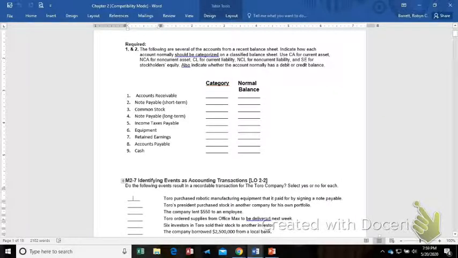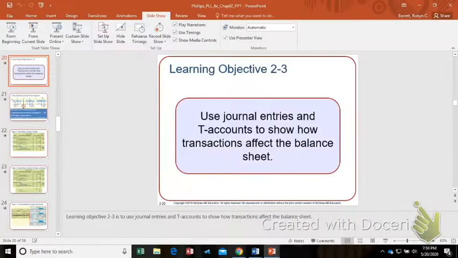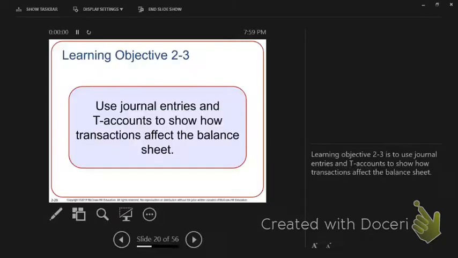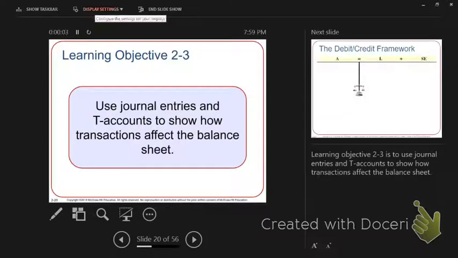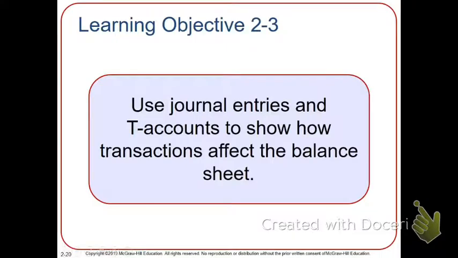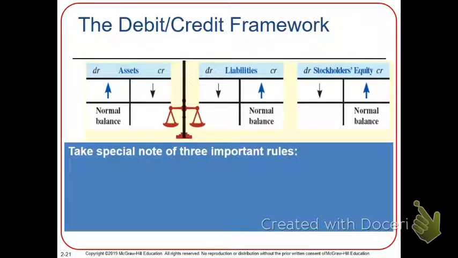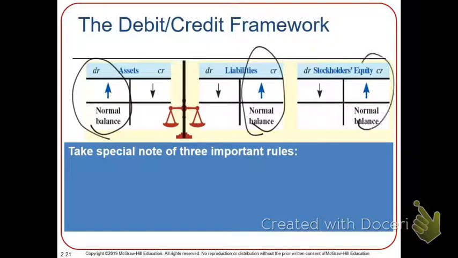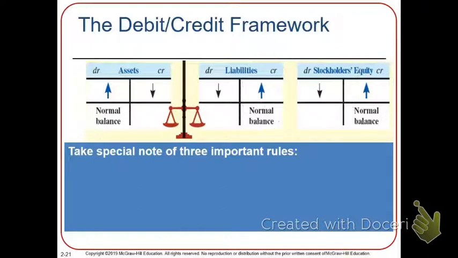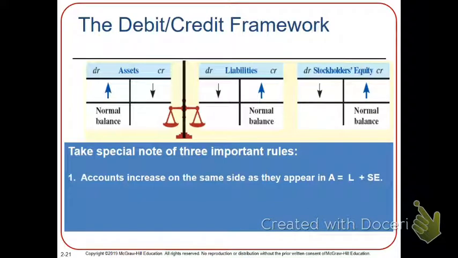All right. So now we'll go back to the PowerPoint. The next thing that we do is we take what we just did and put it into journal entries. What I wrote out for you is now in a prettier format. Here are our assets, liabilities, and stockholders' equity, showing the normal balances we just talked about: debits, credits, and what side they should be on. And then they give you three important rules that you want to follow.